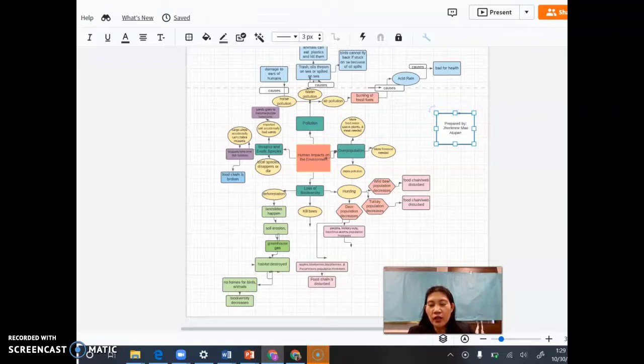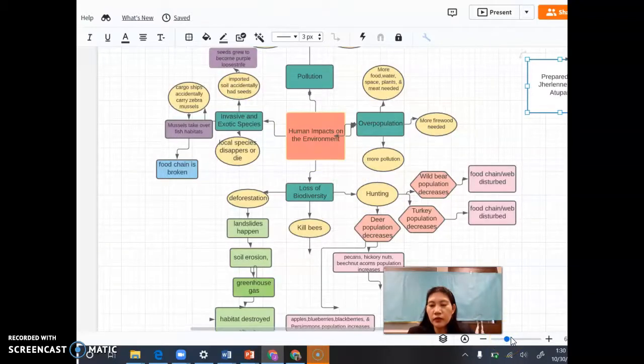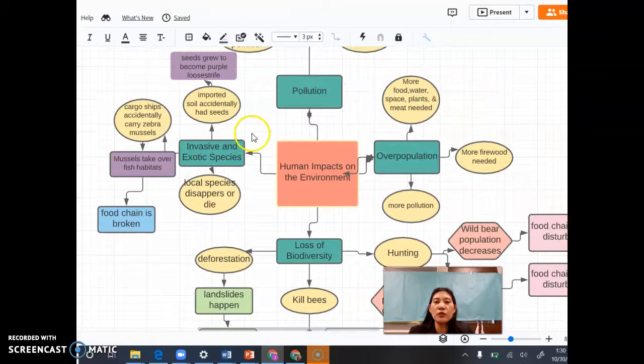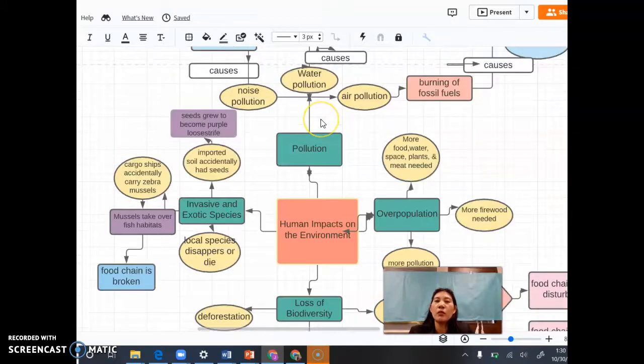Today I'm going to discuss the human impacts on the environment. As you can see in here, this is a concept map brought to you by Lucidchart. You can see here the human impacts on the environment: overpopulation, loss of biodiversity, invasive species, pollution, and many more.